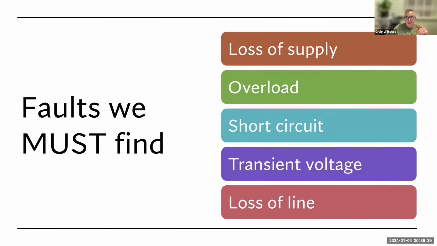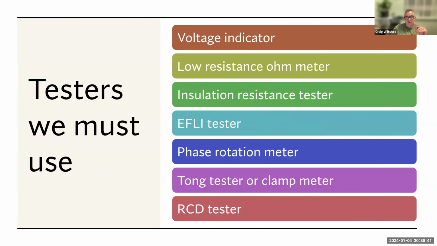But you've got to bear in mind that we've got to use all the testers as well. So, for example, when you're telling me about an overload, you're going to mention a clamp meter or tong tester. When you do your safe isolation, it'll be a voltage indicator. Where you do continuity, you maybe got a continuity test you've got to do for maybe a loss of line. Insulation resistance tester, use that for your short circuit and your earth fault. Earth fault loop impedance tester, you've got to show me you're using that. Phase rotation meter, well, you'll mention that. An RCD test you'll obviously use, right?